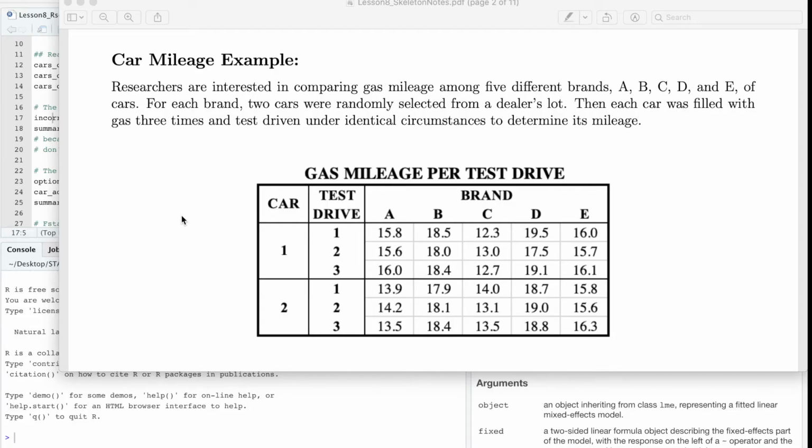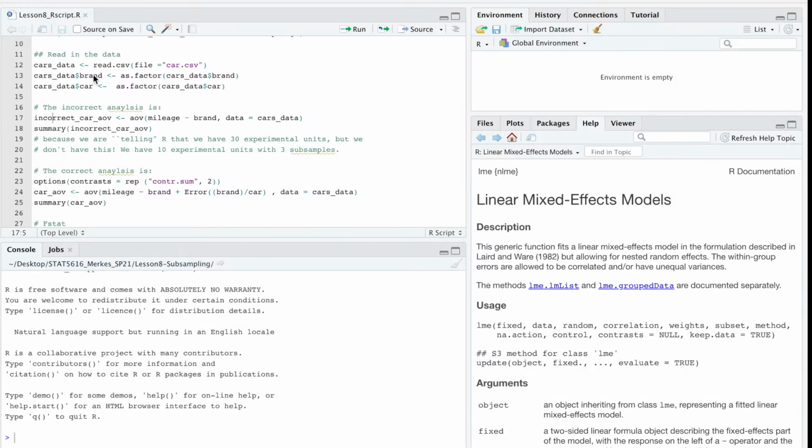In this video, we're going to go over how to do a subsample analysis in RStudio. Specifically, we're going to be talking about our car mileage example that we talked about in our lesson 8 videos. We'll talk about the incorrect way to do the subsampling, the correct way to do subsampling, and then the analysis of the average of the subsamples. So again, in this example, we're trying to see if there's a difference between the brands of car in terms of gas mileage. So let's get started.